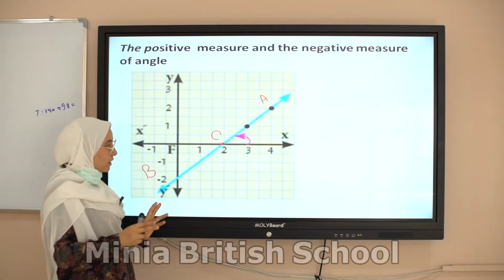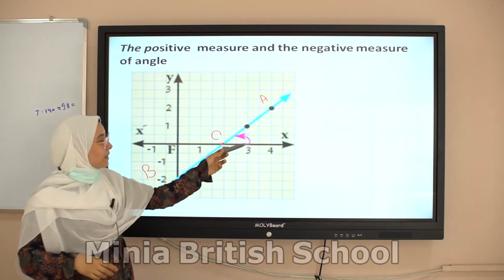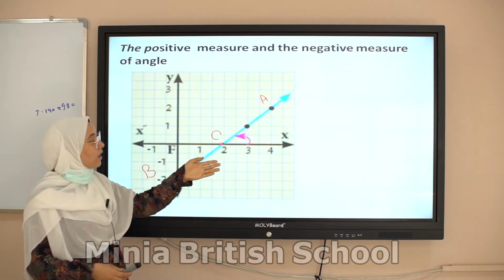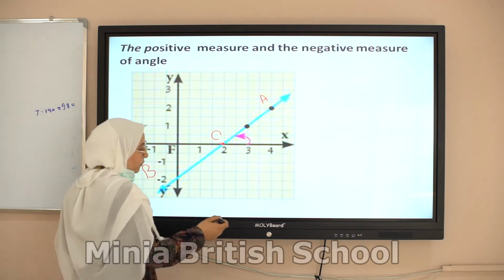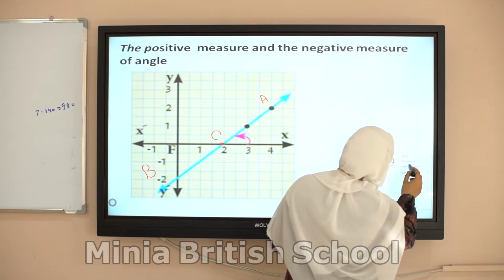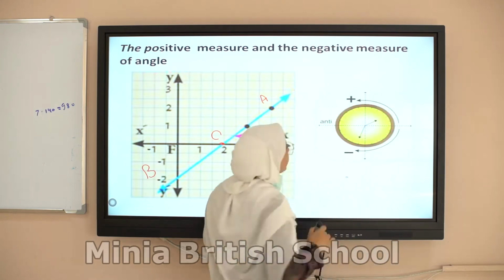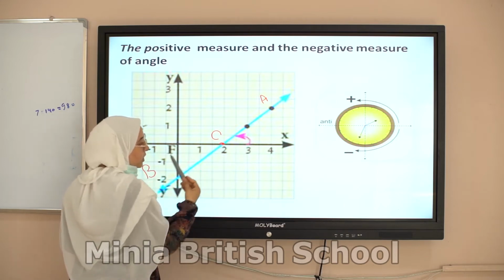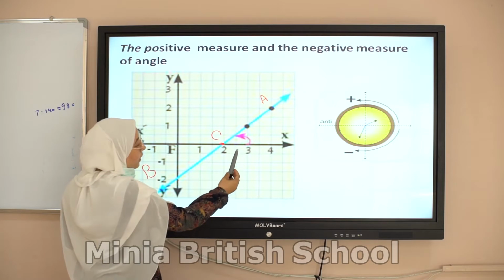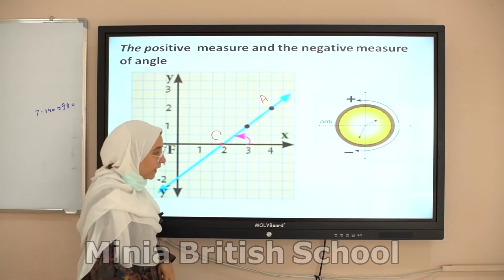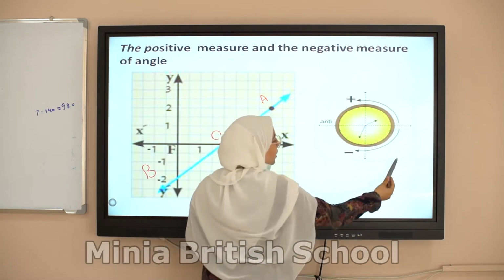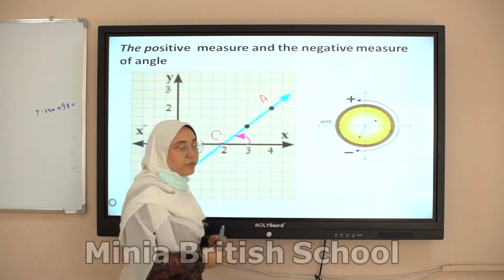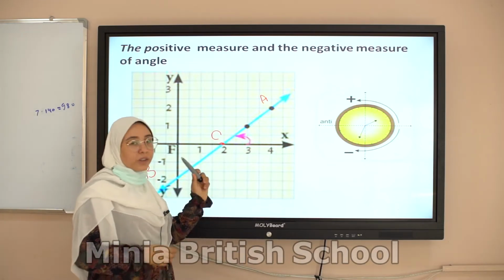Now, the straight line makes two angles with the x-axis, one of them positive and the other negative. Here are the two angles, this angle and this angle. This angle is a positive angle because it is in the anticlockwise direction. Positive is anticlockwise, negative is clockwise. So I have two angles here, one of them positive and the other negative.